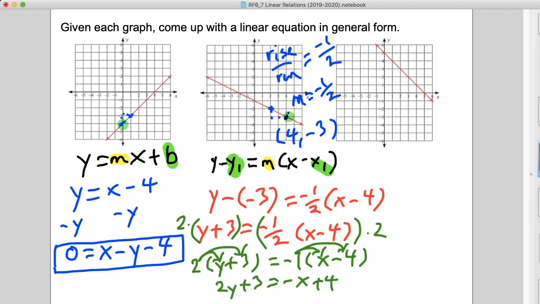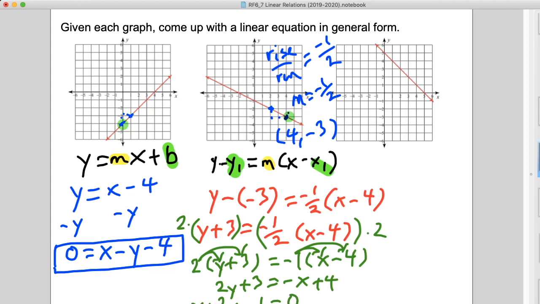So to ensure that our x value is positive, right now we have a negative 1x, we're going to move everything over onto the left side. So we're going to add x, and we're going to subtract 4 from both sides. So our final result will end up with x plus 2y minus 1 is equal to 0.